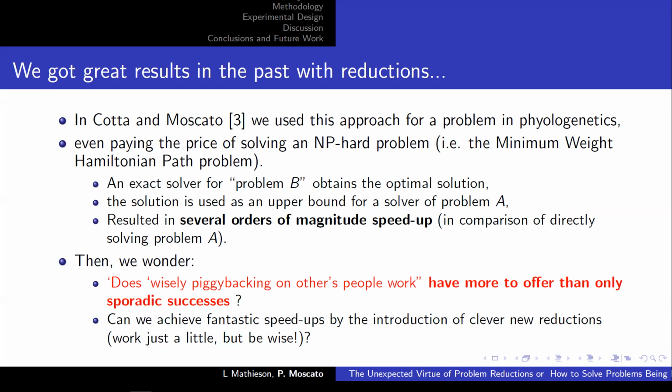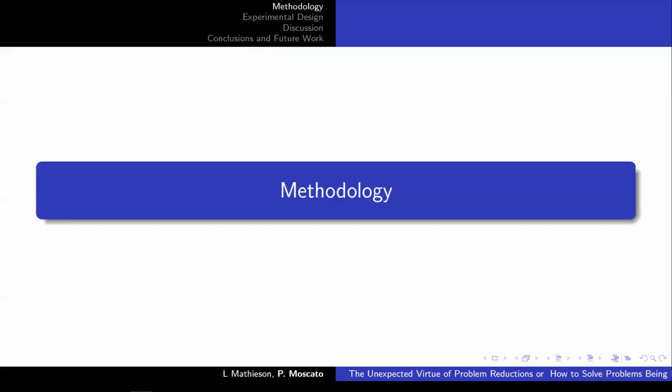So then we wondered, is this piggybacking on other people's work something that can have much more to offer than just some sporadic successes, some anecdotal evidence? Can we achieve fantastic speed ups by the introduction of clever new reductions? We would like to work just a little bit, but be wise in how we do this.